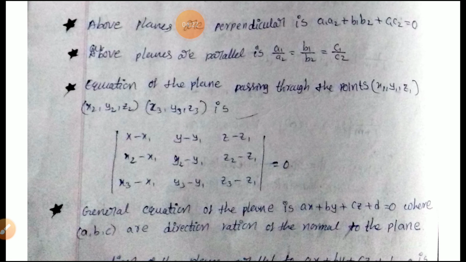Next, the general equation of the plane is ax plus by plus cz plus d equal to 0, where a, b, c represent the direction ratios of the normal to the plane.